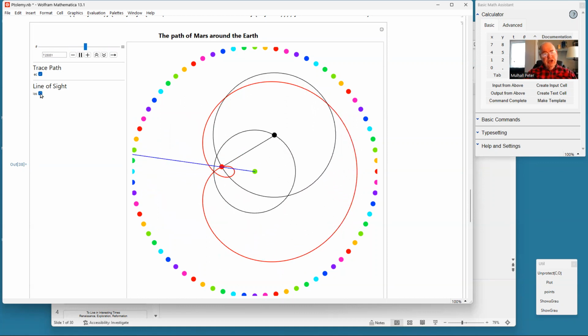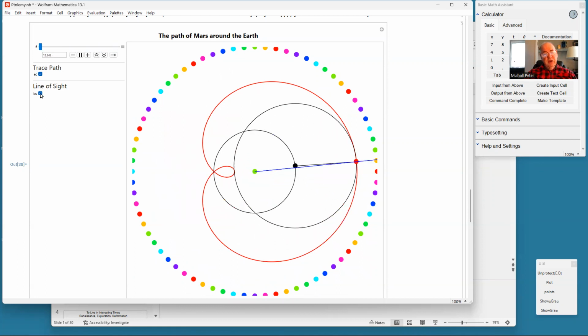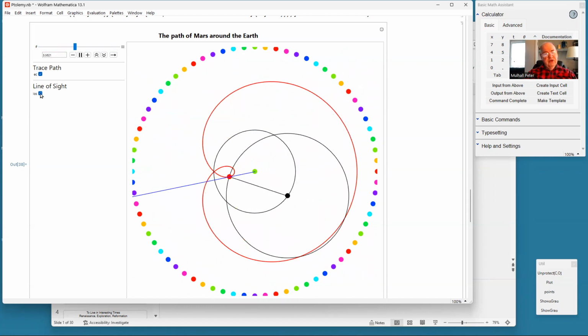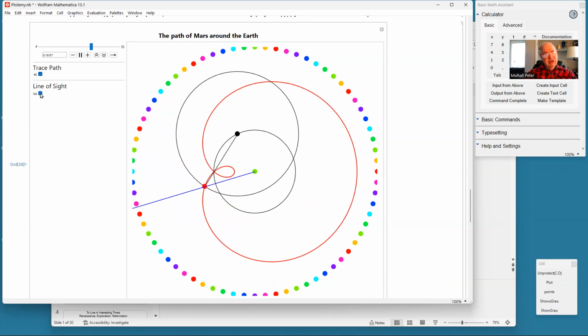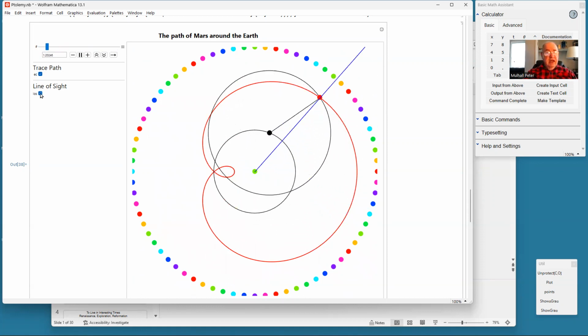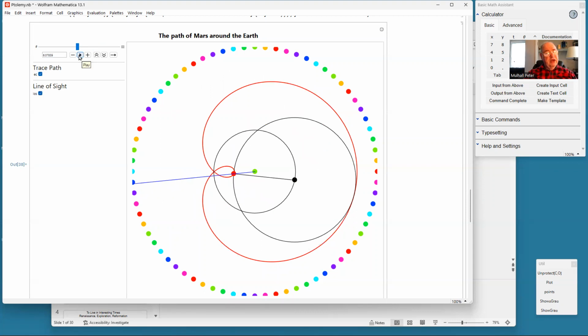Watch the blue line, which is our line of sight against the background stars. And we're going around quite nicely, quite evenly. And when we get into the loop, we will go backwards. There's the retrograde motion. Okay, very elegant, very nice. And we're getting it just when we need it. We're getting the retrograde when we are at the closest, when we are at the brightest.